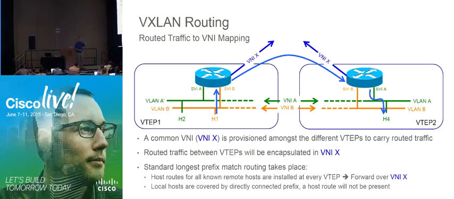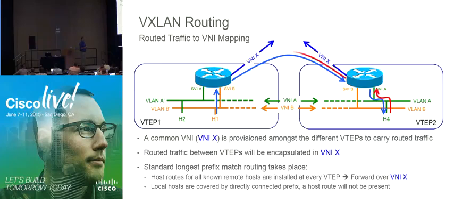In a bridging operation, I use the layer 2 VNID. In a routing operation, I use the layer 3 VNID. The layer 2 VNID is mapped to my VLAN. The layer 3 VNID is mapped to my VRF. Does that make sense? Everyone okay with that? Yes?